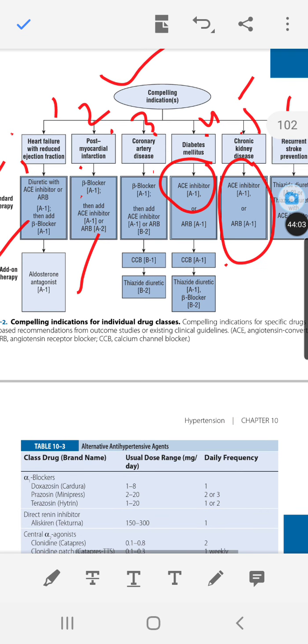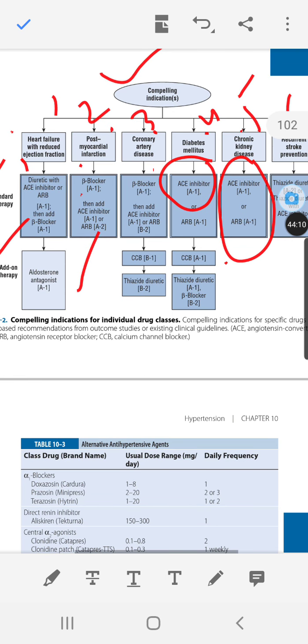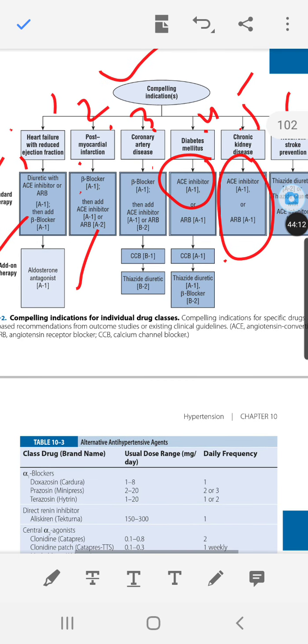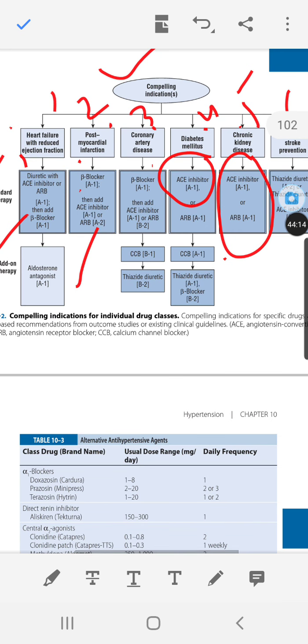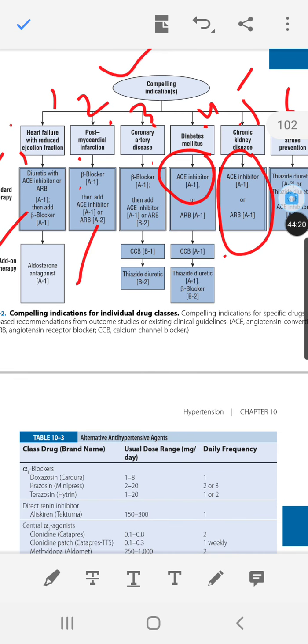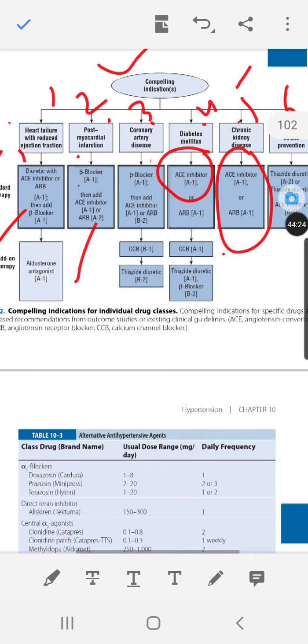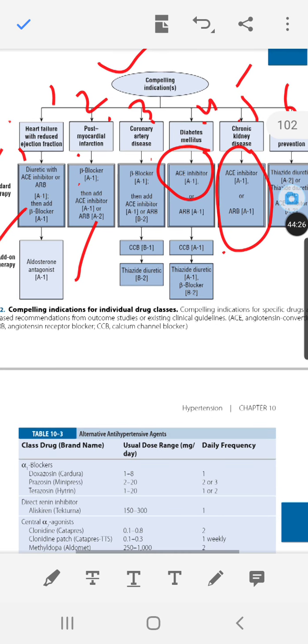If it is stage 1, you go for the monotherapy, but you can give depending on the patient's condition. If the case is stage 2, you should go for the combination therapy. If there are compelling indications, there are 6 compelling indications which are related to the heart, you add beta blockers and use the combination therapy with the ACE inhibitors.